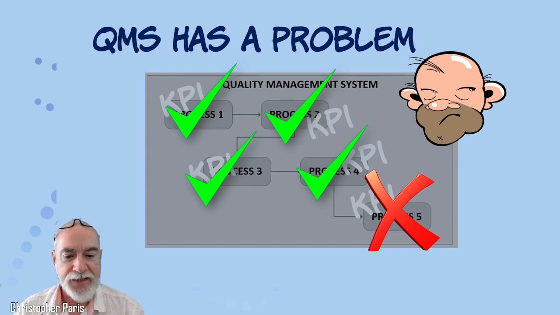So now look, let's say that we have 5 processes in our QMS. One of them at the end is doing poorly. It's not meeting its KPIs.